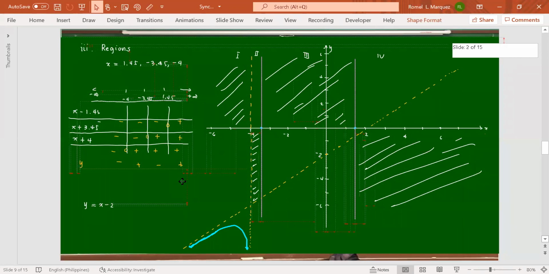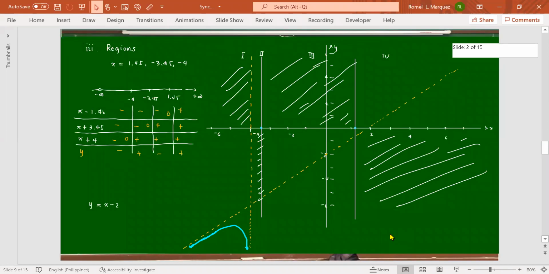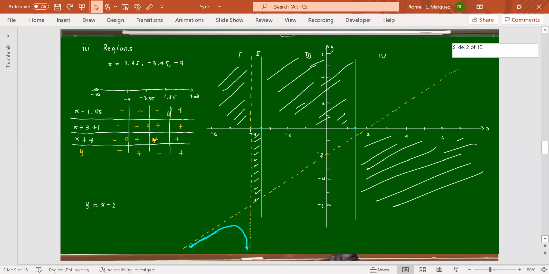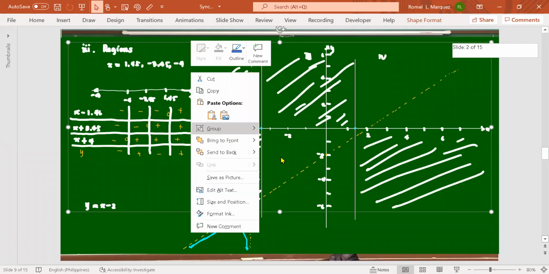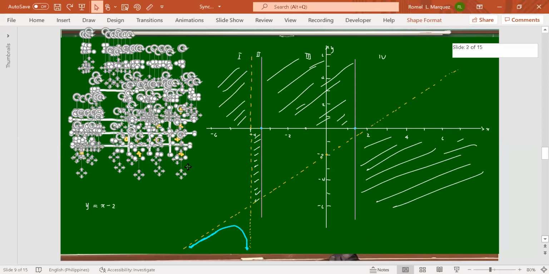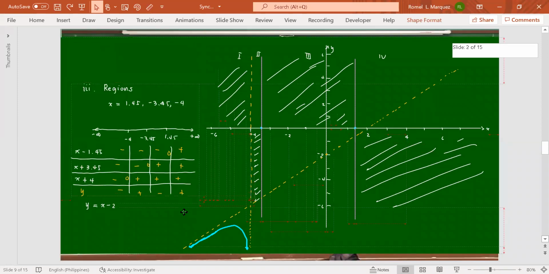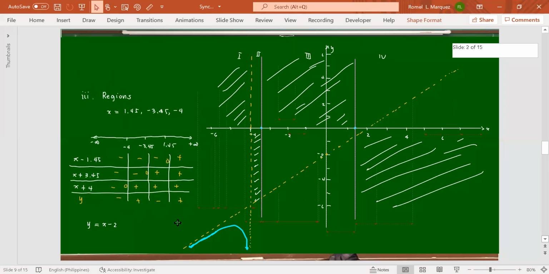O, i-move ko lang to ha. Yan yung ka-high-tech ang ating blackboard. Ayaw siyang makopya. Ay, bakit ganun? Control C. Ayaw na itong makopya. Nag-group, parang nag-group siya. Ungroup. Yan. Sana makopya ko to. Okay? Ano yung y-intercept natin, children?